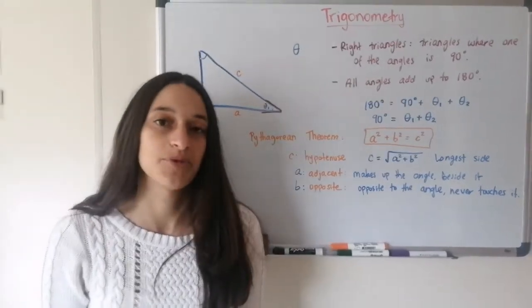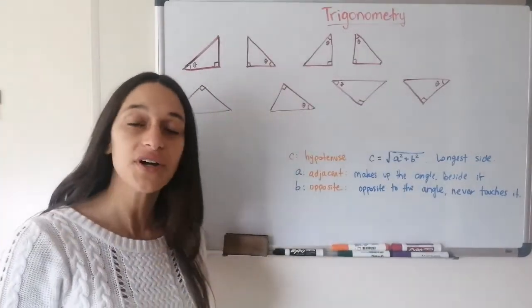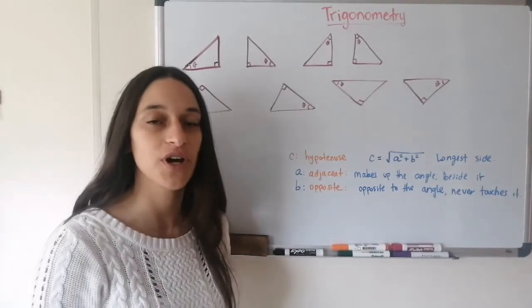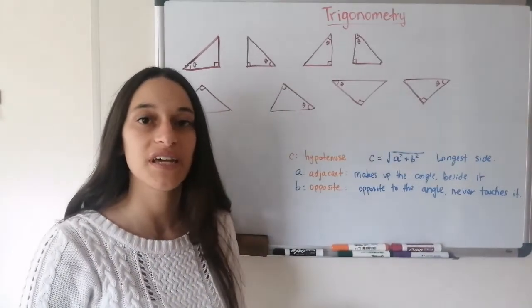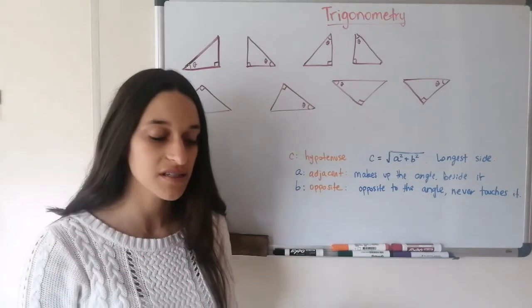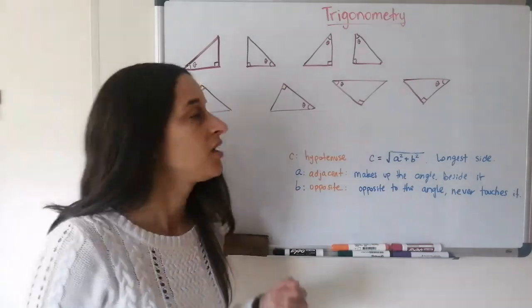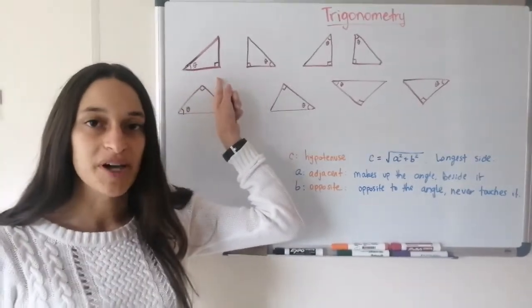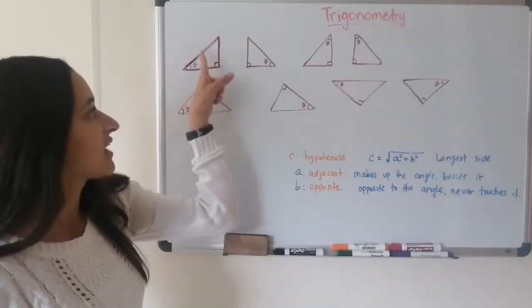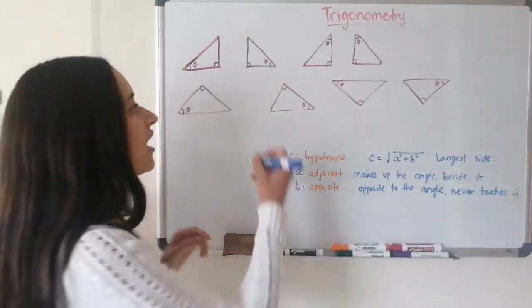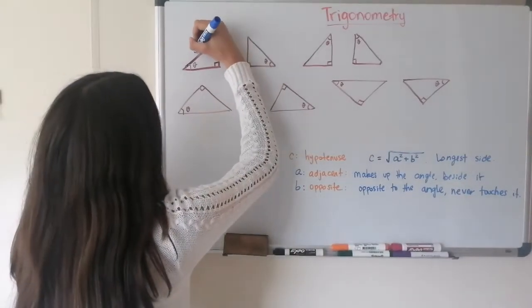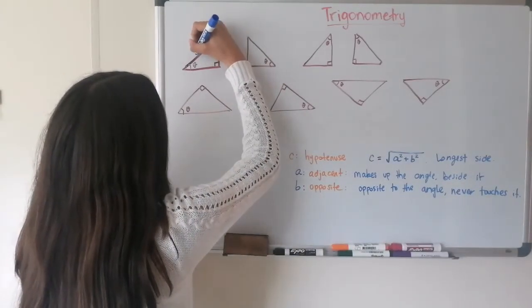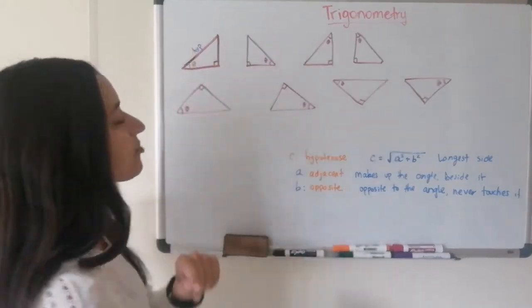So let's do some examples. Here I drew 8 triangles, and we'll try to find the hypotenuse, the adjacent to the angle, and the opposite to the angle in each one. What we do first is find the 90-degree angle that is labeled by a square, and the opposite side to that will be the hypotenuse. So I'll put HIP for hypotenuse. In this case, this one is the hypotenuse.